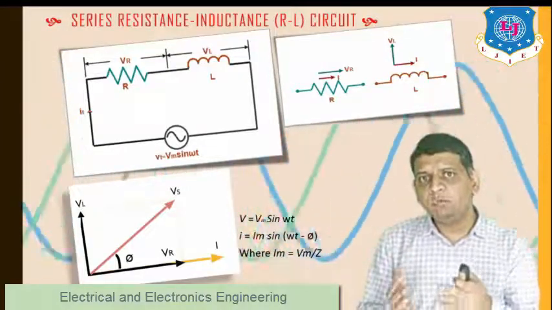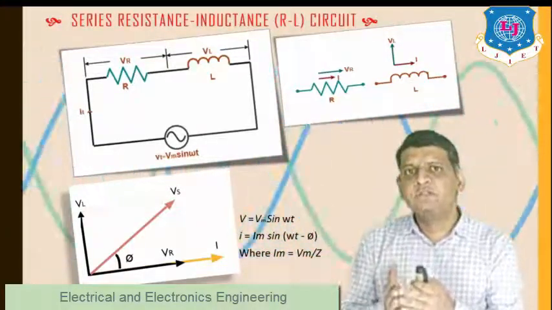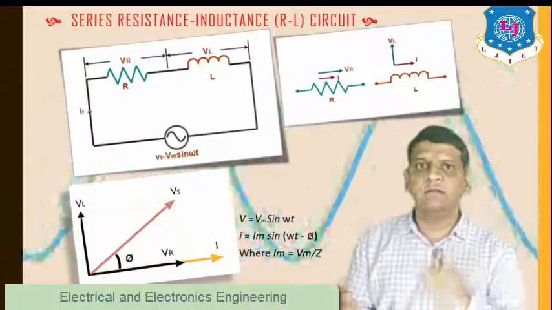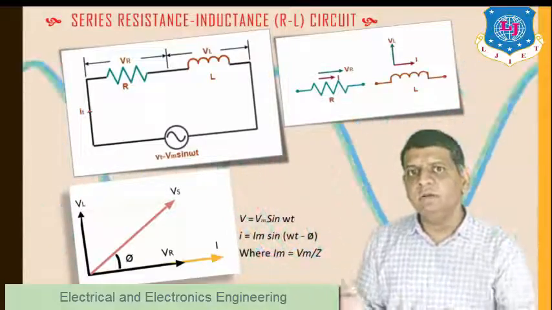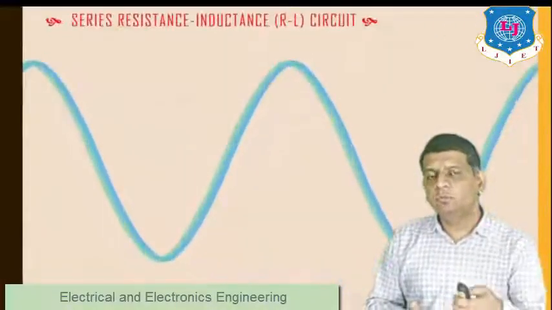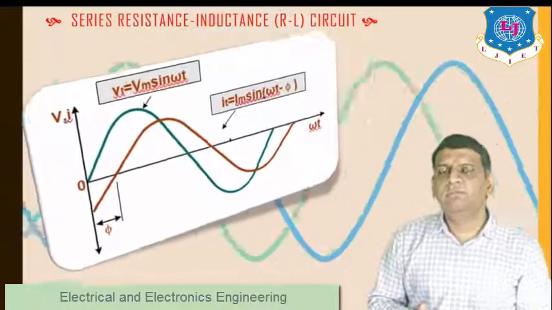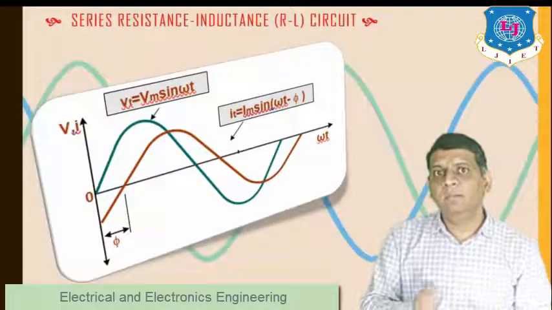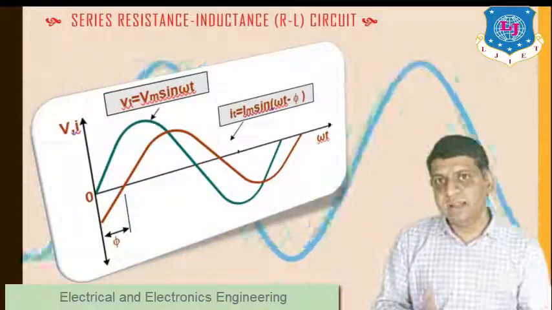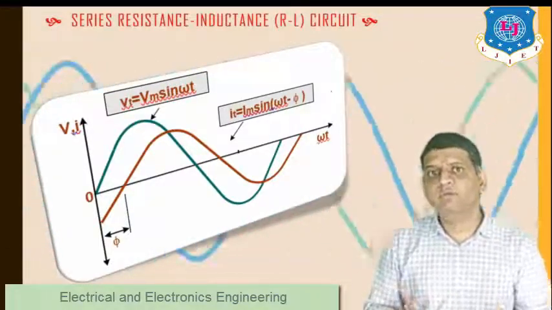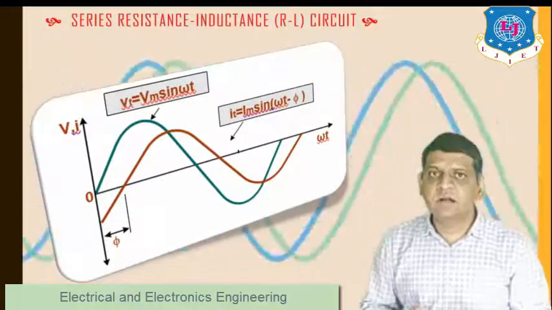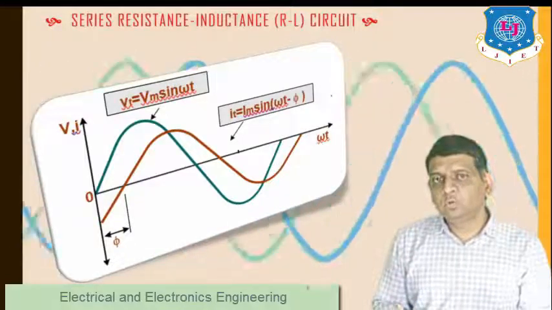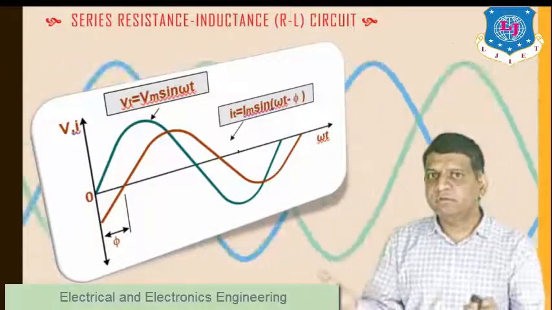We have discussed point number 1, the relation between voltage and current. For point number 2, we draw the waveform and phasor diagram. Here we discussed the phasor diagram. The next job is to draw the waveform. You can see the voltage starts at angle 0, but the current starts at angle minus phi. That is the phase difference between voltage and current for a series RL AC circuit.